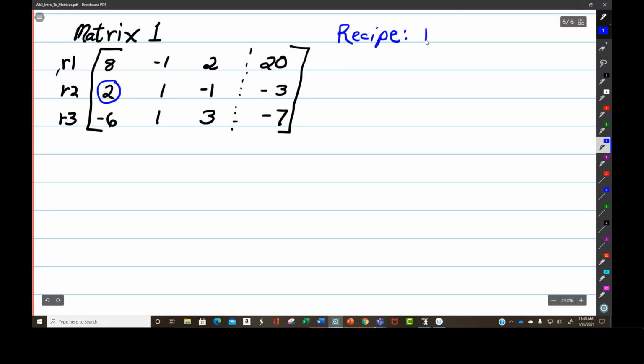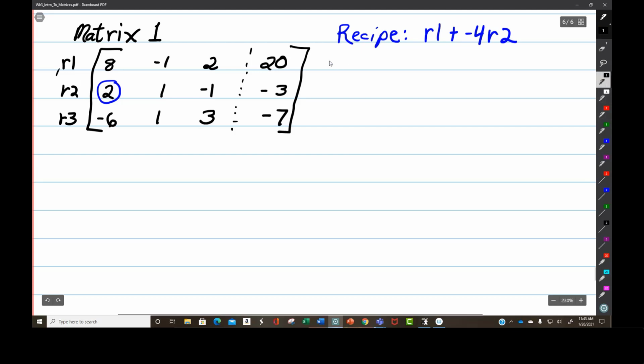Okay, I'm going to leave row 1 the way it is, but I'm going to multiply all the numbers in row 2 by -4, so that I'll get a -8 right there, and then I can add 8 plus -8, and I'll get 0.